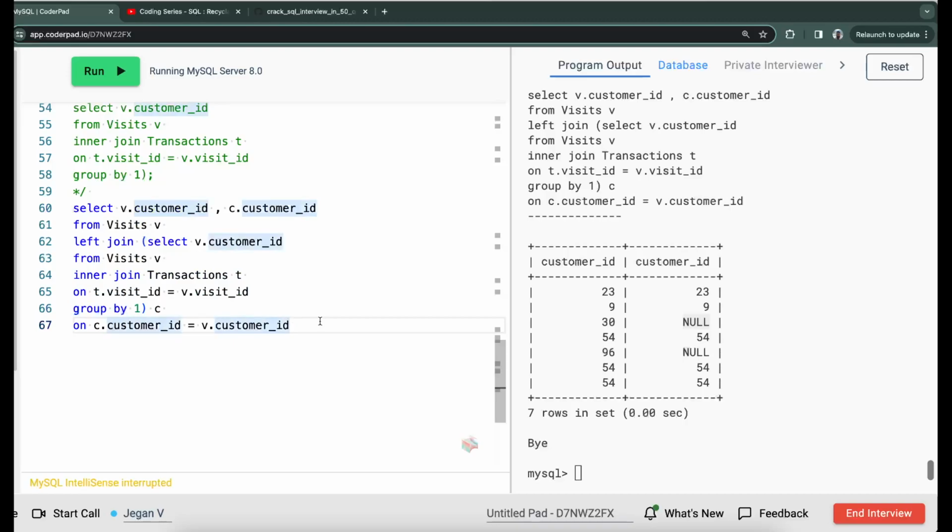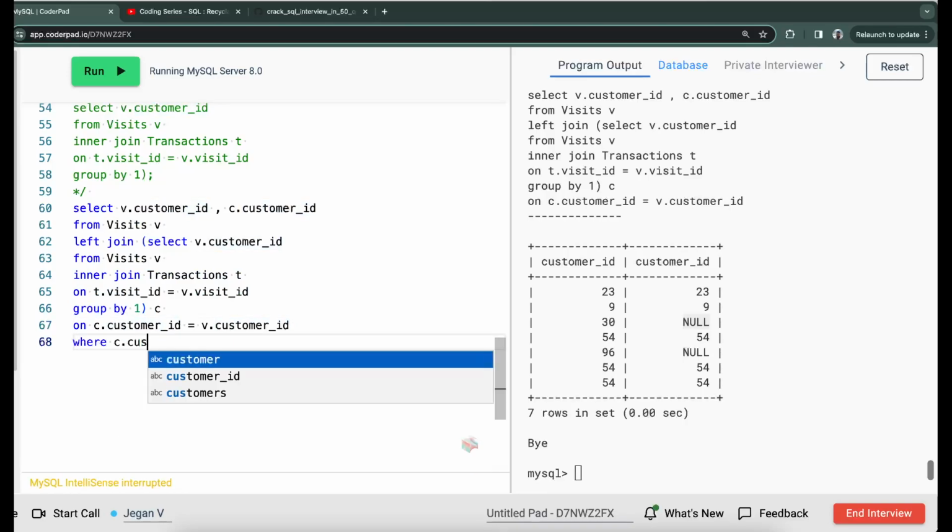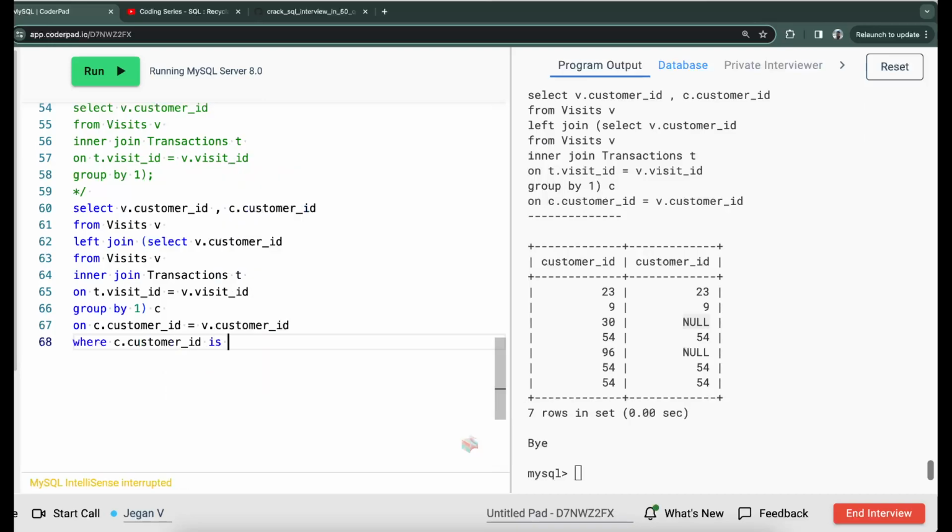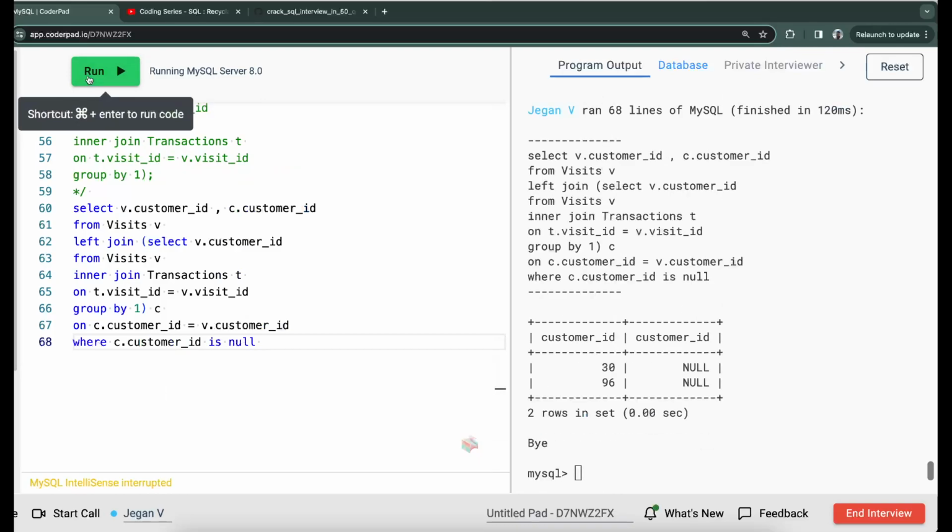So how will you filter this out? Where C dot customer ID is null. When you run this, you get 30 and 96 who never had a transaction.